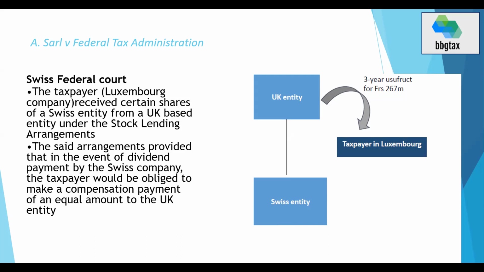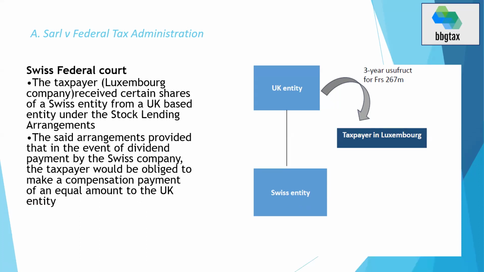Actual dividends were paid by various Swiss companies and were subject to the Swiss withholding tax under domestic law. The Federal Supreme Court upheld the finding that the Luxembourg company was obligated to make a compensating payment to the stock lender in the UK back to back and hence was not the beneficial owner. So this was a case which was slightly different from the previous two cases. And in this, it was held that ASAL was not the beneficial owner.